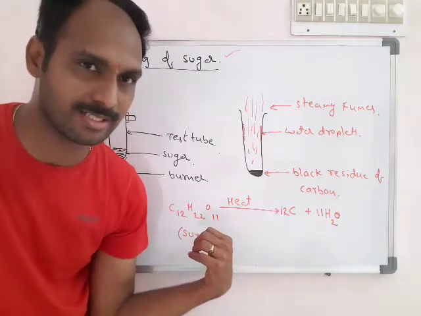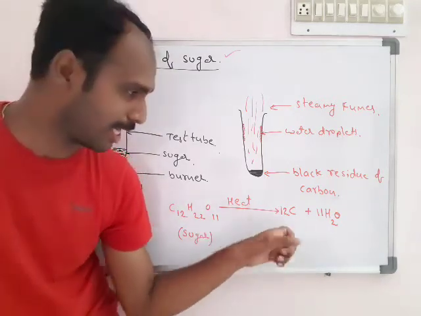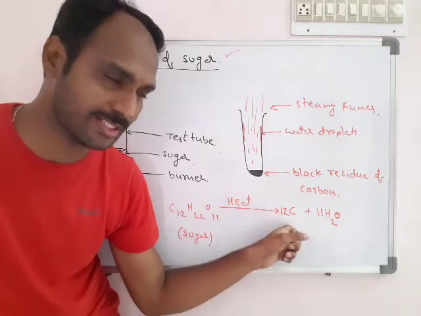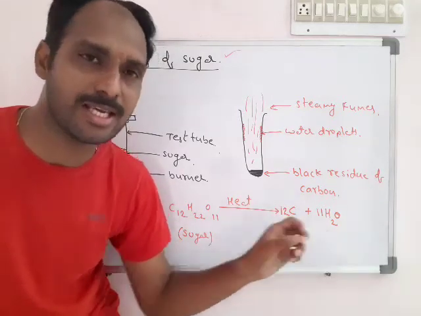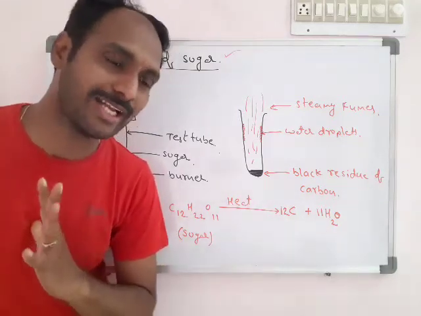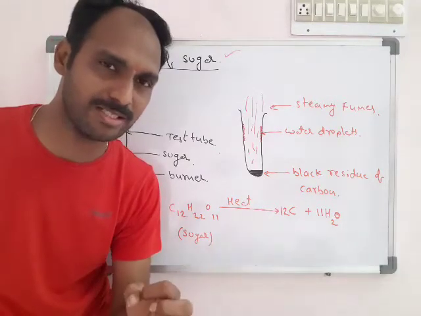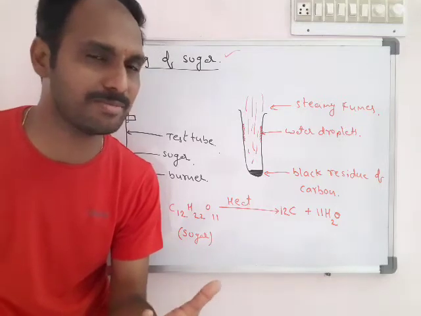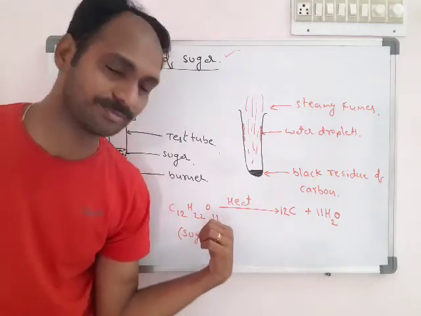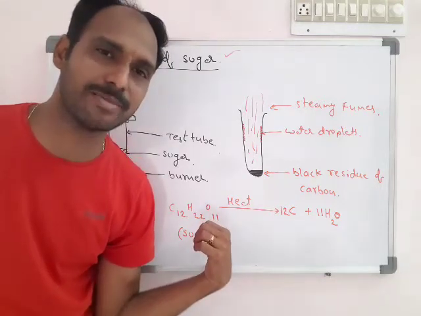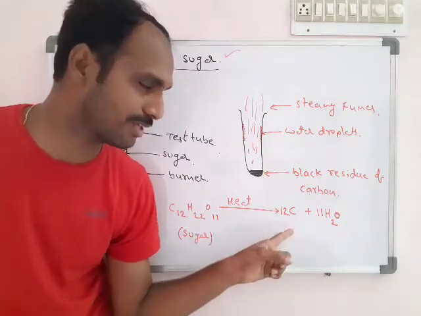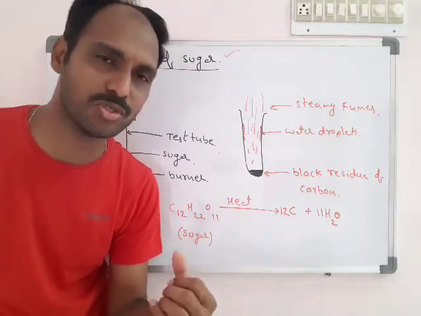Sugar is in solid state, and carbon powder is in solid state. Water is in the form of vapors. In chemical changes, a physical change also takes place. Sometimes it changes, sometimes it does not change. It depends on the material.